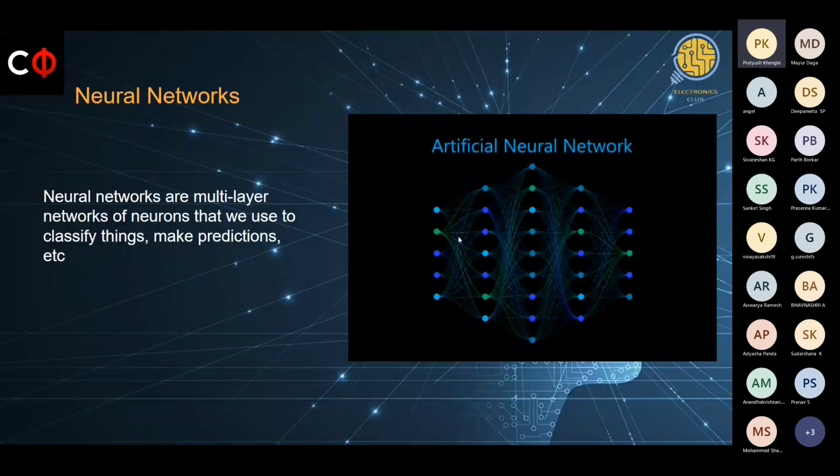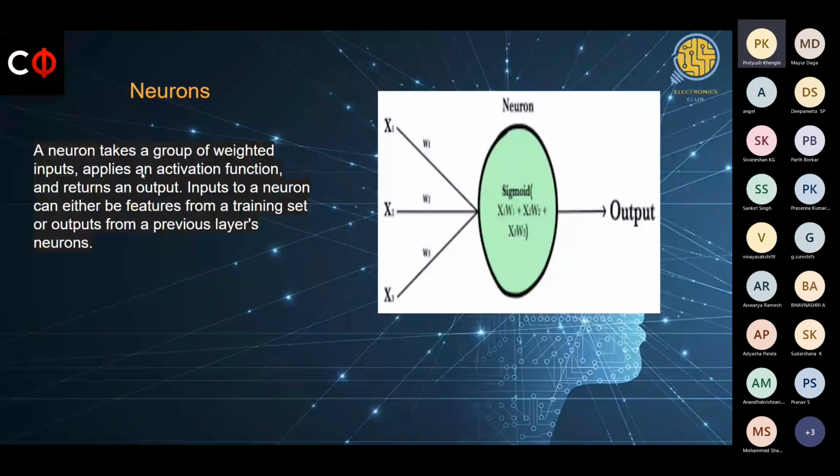Neural networks are multi-layer networks of neurons that we use to classify things, make predictions, etc. But what are neurons? A neuron takes a group of weighted inputs. So a neuron takes some input, applies a function on them, and then returns an output. Then that output is fed to another layer of neurons, and it does the same thing until we receive a final output.